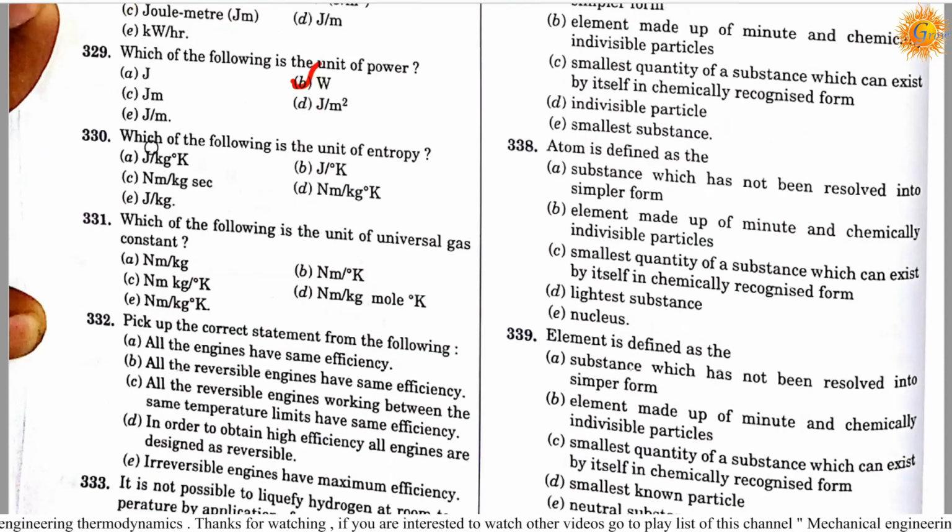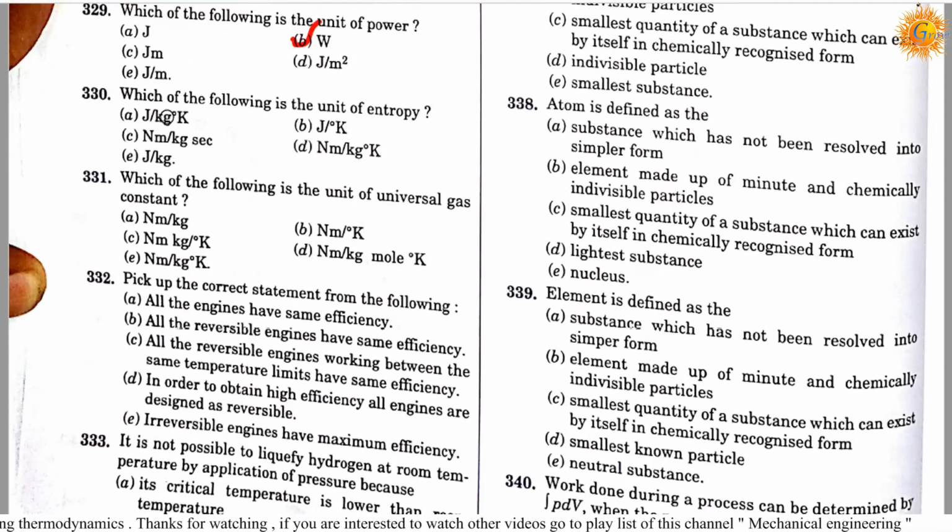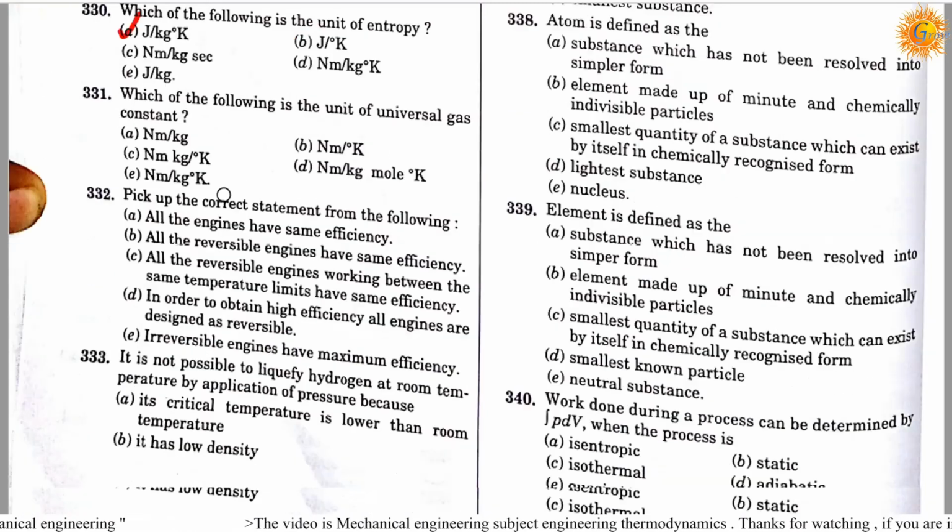Question number 330. Which of the following is the unit of entropy? Option A is a joule per kilogram degree Kelvin, option B joule per degree Kelvin, option C Newton meter per kilogram second, option D Newton meter per kilogram degree Kelvin, option E joule per kilogram. So the correct answer is A. It will be joule per kilogram degree Kelvin.